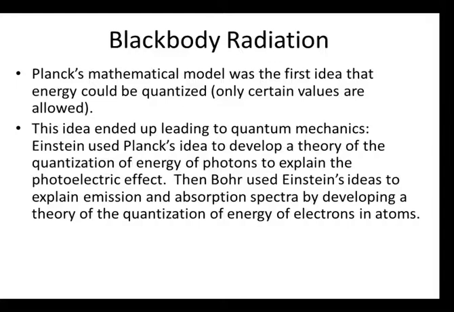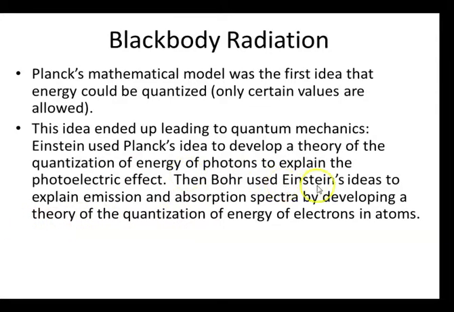Einstein used Planck's idea to develop a theory of quantization of energy of photons to explain something called the photoelectric effect. So Planck does his work, Einstein uses Planck's work, and we'll talk about this later, to explain another experiment. And then the famous Niels Bohr used Einstein's ideas to explain emission and absorption spectra of gases by developing a theory of the quantization of energy of electrons in atoms. So basically, Einstein uses Planck's theory to explain another experiment, and then Bohr uses Einstein's theory to come up with a model of the atom, the Bohr model of the atom.